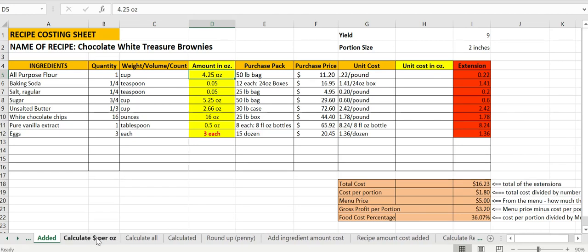Easy peasy. And now we're going to calculate the cost per ounce. What I'm going to be doing is converting our unit cost. Instead of 22 cents a pound, I want to know how much flour is going to be per ounce. In order to do that, we're going to take 0.22 per pound. There are 16 ounces in a pound, so it's 0.22 divided by 16, which is going to be 0.01375 or 0.02. Okay, let's go ahead and calculate this for all of them.